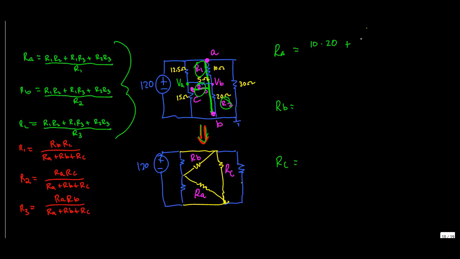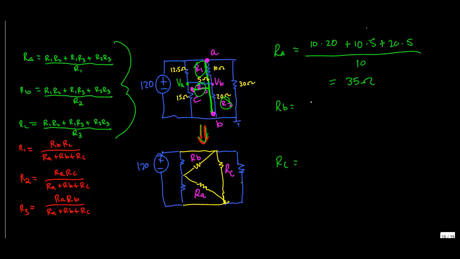Then plus R1 times R3, which is 10 times 5, plus R2 times R3, so we have 20 times 5. And we're just going to divide that by R1, which is 10 ohms. If you put that all in your calculator, we should get RA equal to 35 ohms. Oops, not 30, 35.